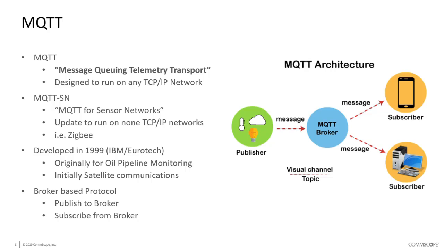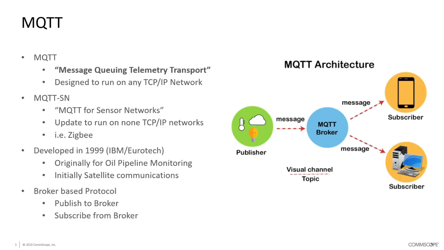So MQTT, which stands for Message Queuing Telemetry Transport, has been designed specifically to run on a TCP/IP encapsulated network, which is ideally suited for either Ethernet or Wi-Fi environments. Because it runs on standard TCP/IP, it can run over short or long distances. It really doesn't care. There's also a sensor network version of MQTT that has been designed to run on non-TCP/IP networks, for example Zigbee, but that's not really what we're talking about with regards to an IP-based environment of Ethernet or Wi-Fi.